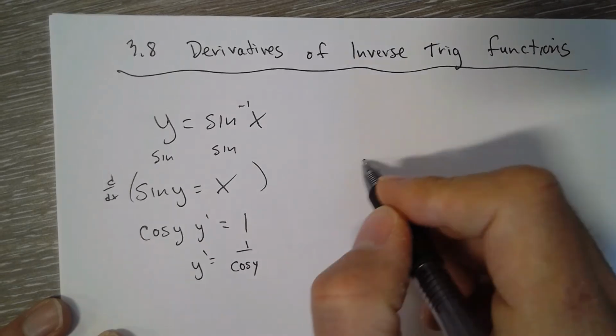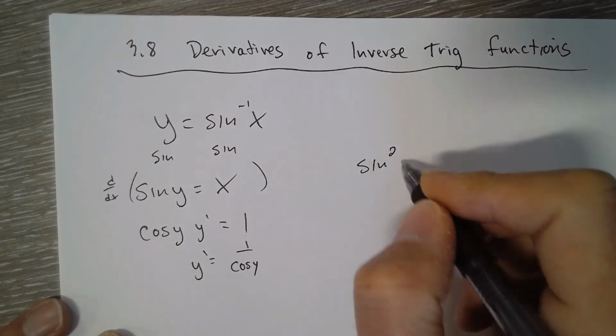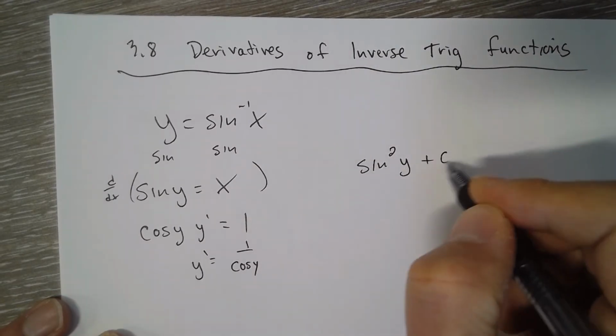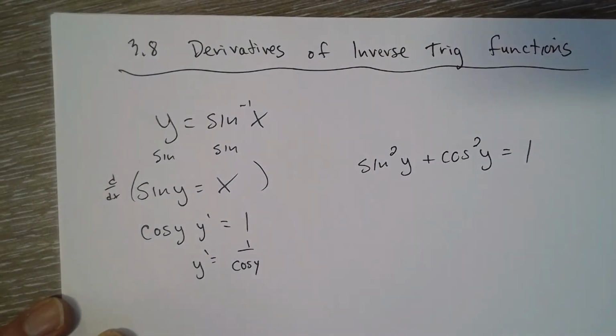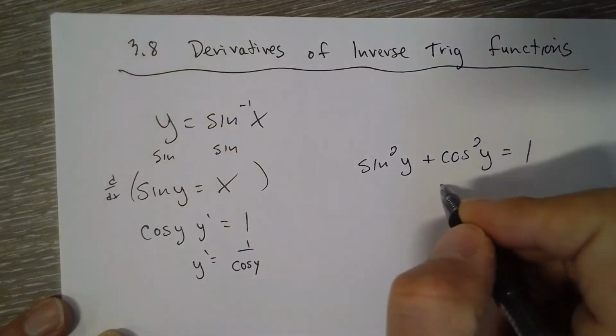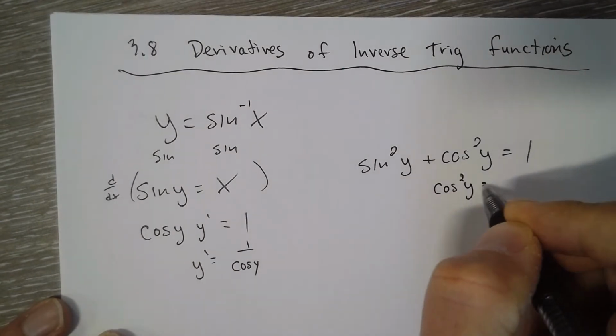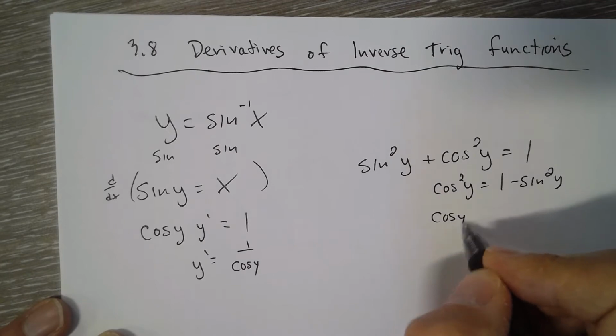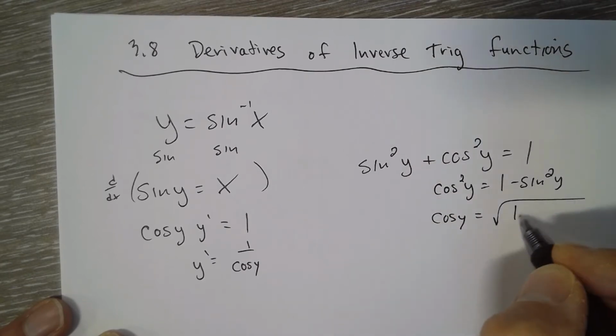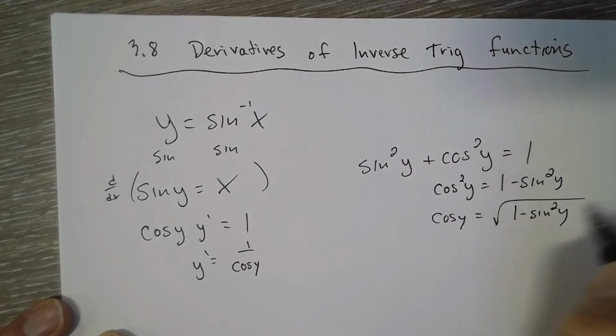So we go back to a Pythagorean identity. We know that sine squared of something plus cosine squared of something is always equal to 1. And if I wanted to solve for cosine here, cosine y would be the square root of 1 minus sine squared y. It's plus or minus, but cosine is positive because y is between negative pi over 2 and pi over 2.